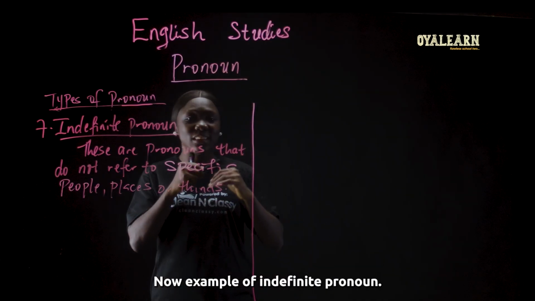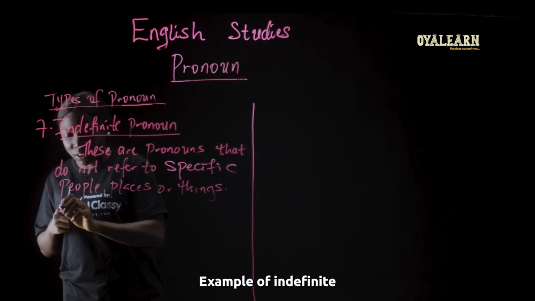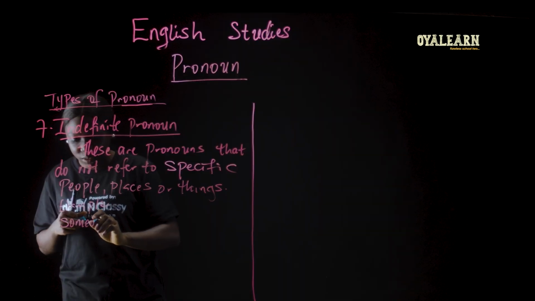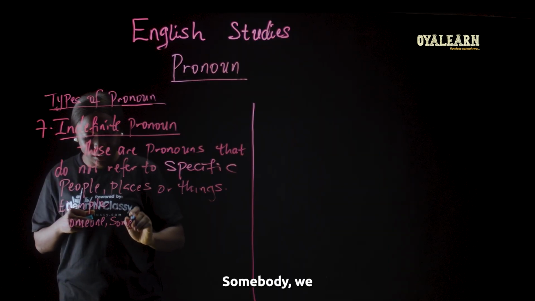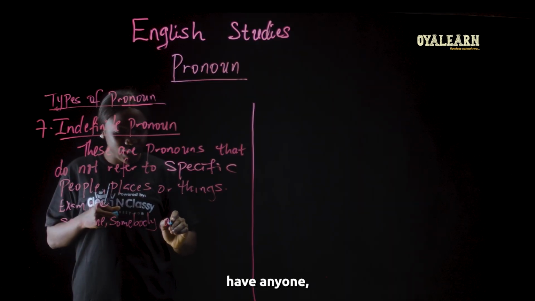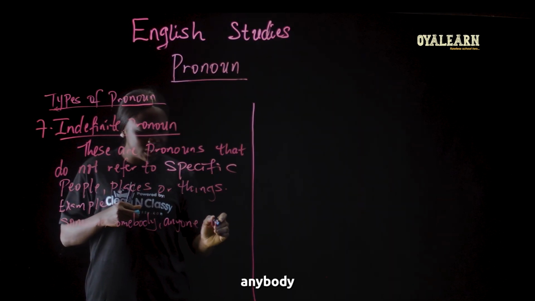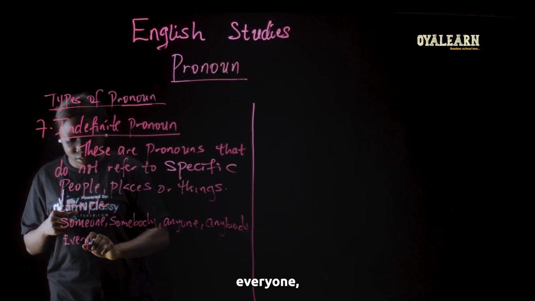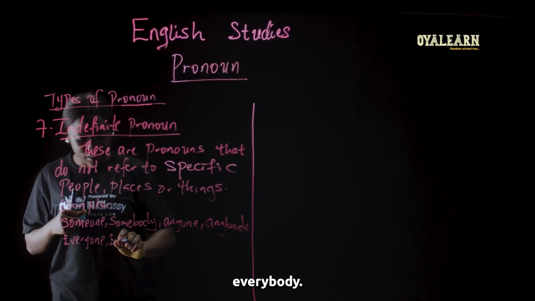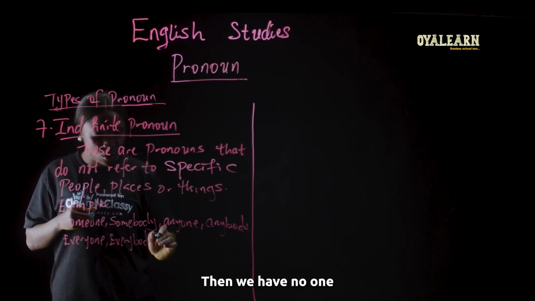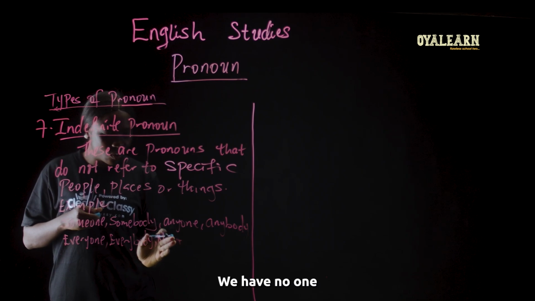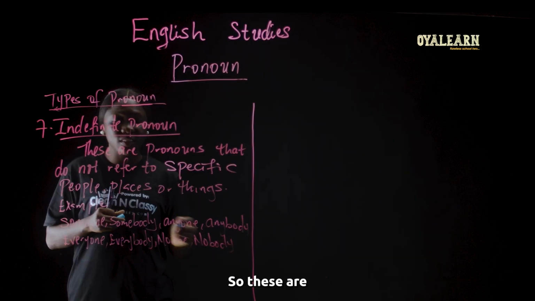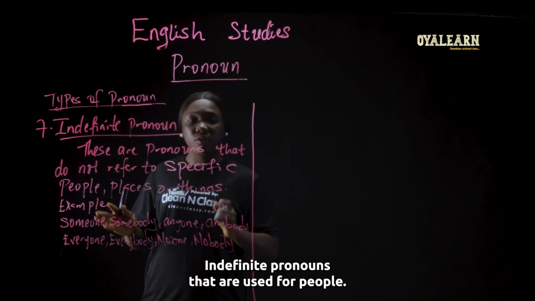Now, examples of indefinite pronouns. We have someone, somebody, anyone, anybody, everyone, everybody. Then we have no one, then nobody. So these are indefinite pronouns that are used for people.